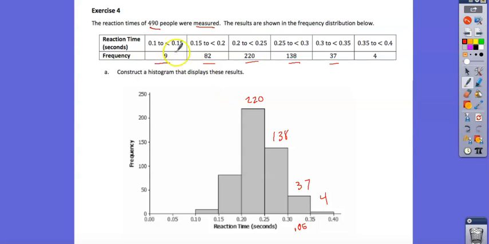Do you see this up here? It's 0.10 to 0.15, so you have about a tenth of a second here. And that's how you would do a histogram. It's not the actual observation, it's the percentage of observations in each of those.